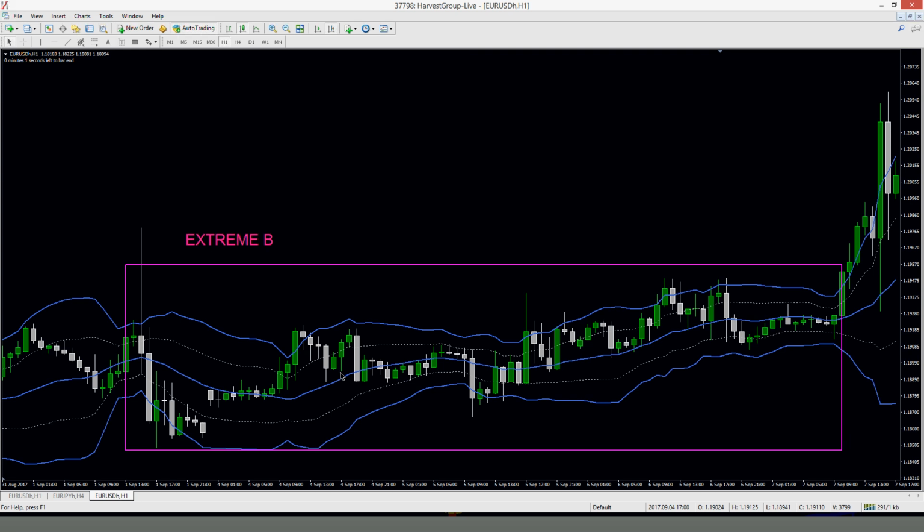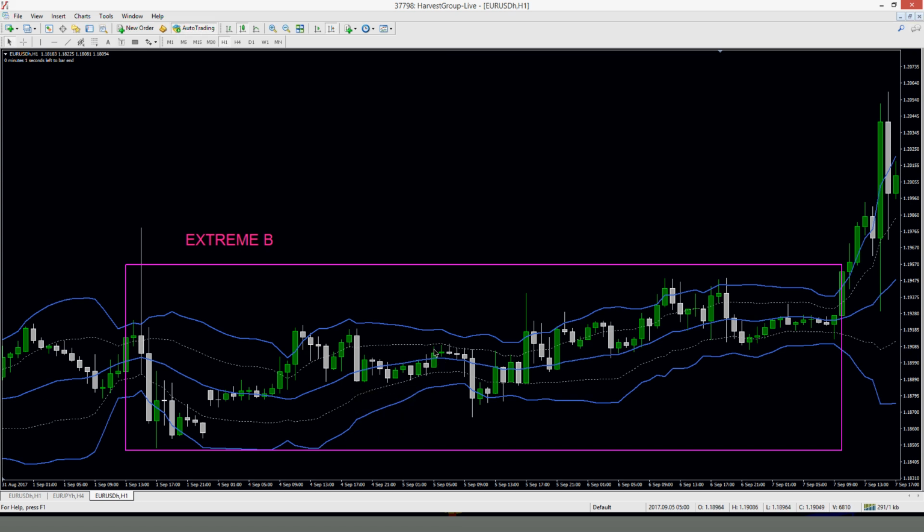It tries to go to mid BB, couldn't manage to do that. It broke through division 1 and closes on the top. So its next target is obviously the top BB. However, the next candle couldn't manage to do that, and also the second candle doesn't manage to do that. So this candle here broke through division 1 and mid BB. So that finishes the cycle of extreme B. Okay, so that's how extreme B works.